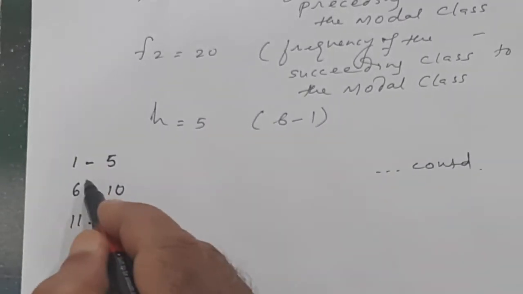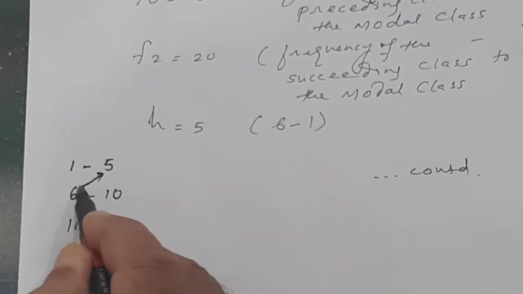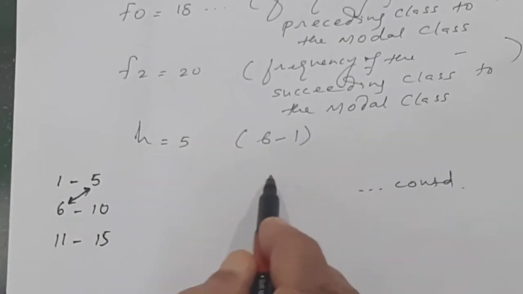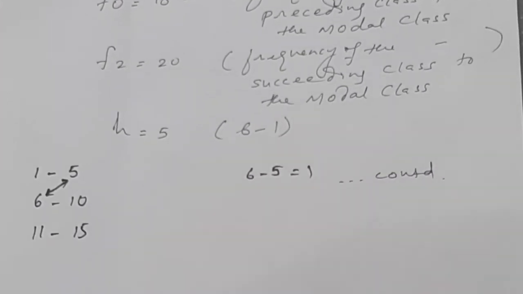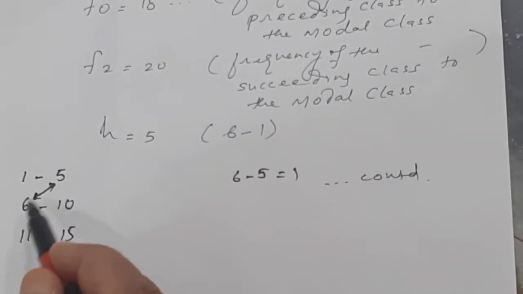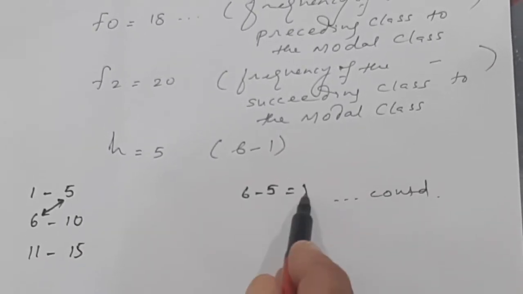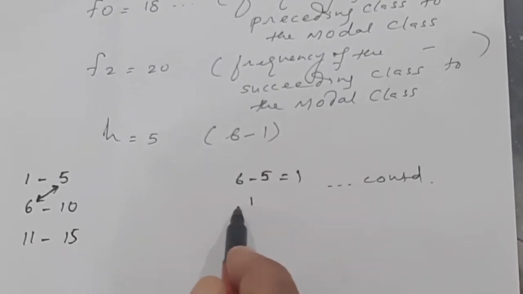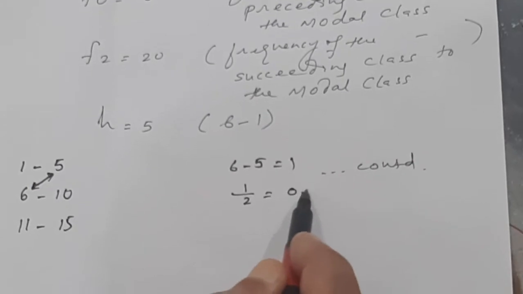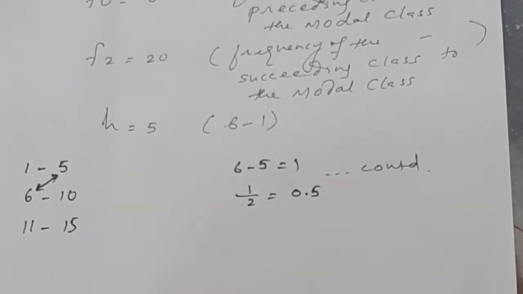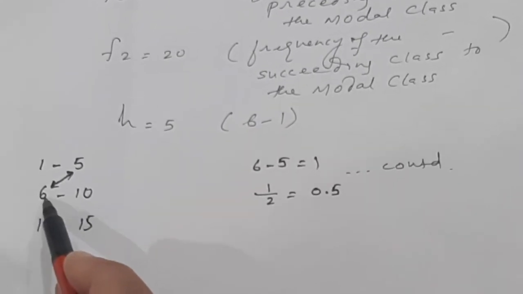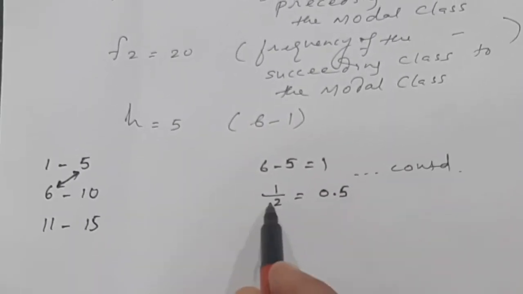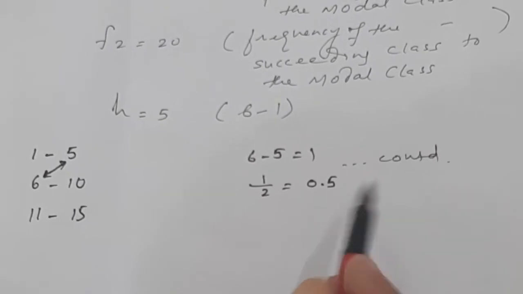Now you see that the difference here is 6 minus 5 is equal to 1. The difference is 1. So divide this difference by 2. So it will be 0.5. So first find the difference between the upper limit and the lower limit of the next class and divide it by 2, whatever the answer comes.